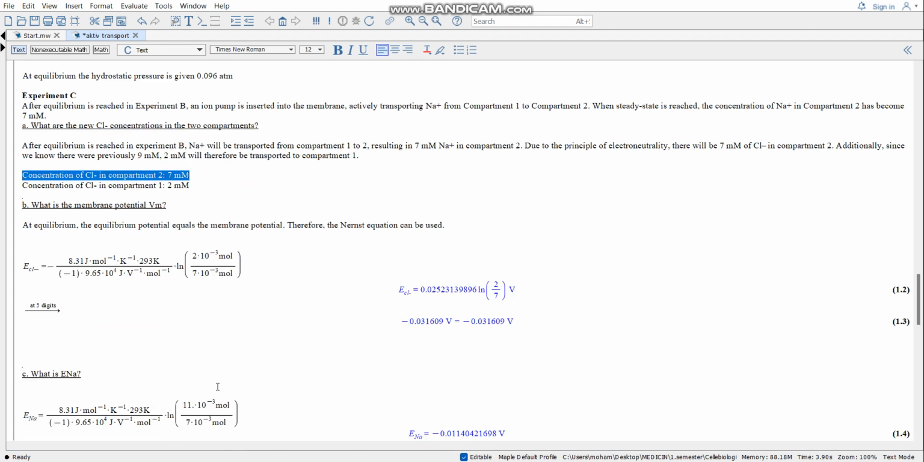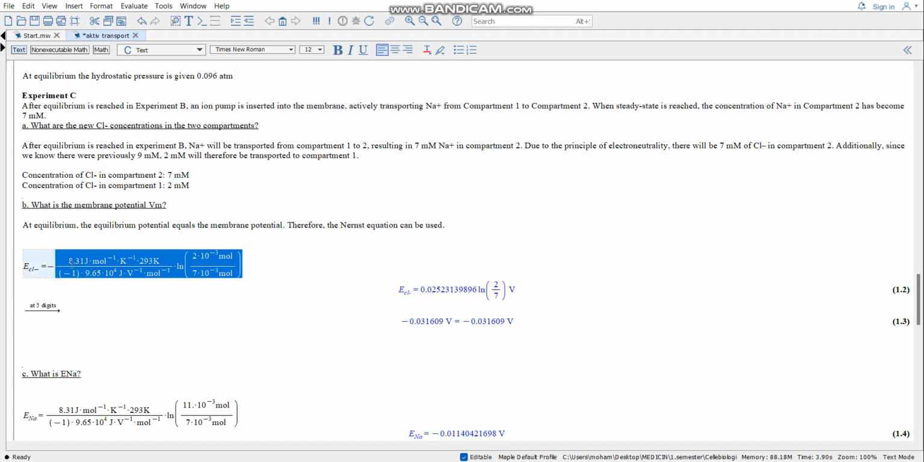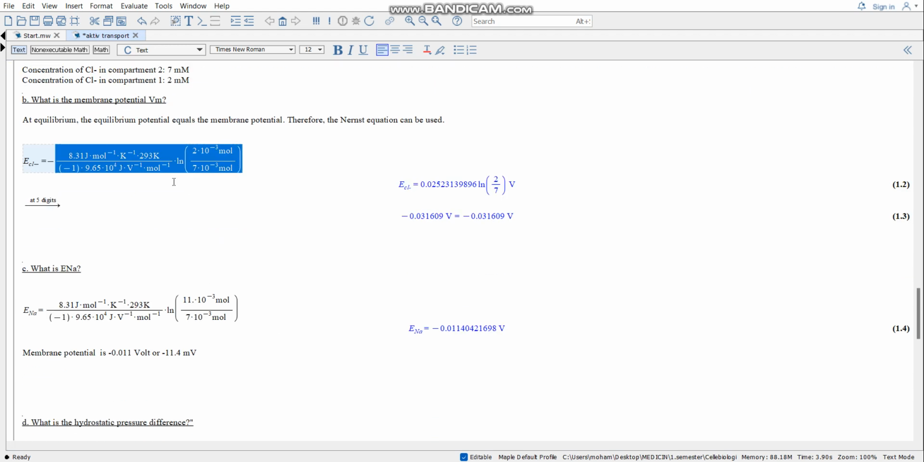Now what is the membrane potential at equilibrium? The Nernst potential is the same as the membrane potential. So we just insert our values right here and calculate that it is minus 0.031 volts for chloride.